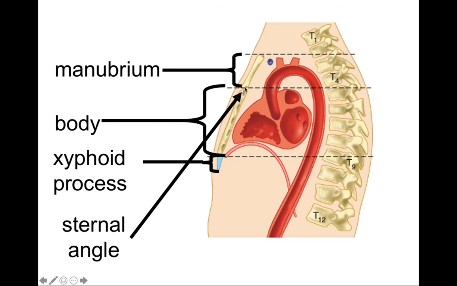The location where the manubrium meets the body of the sternum is known as the sternal angle. And the sternal angle sits right at the space between T4 and T5. We'll also see here that the xiphoid process begins at the level of T9. So that will conclude our presentation on the axial skeleton.